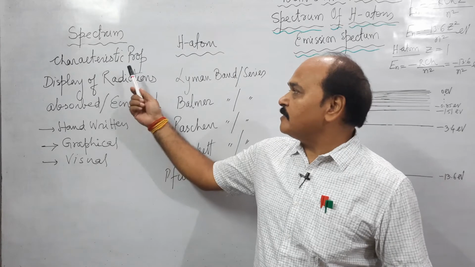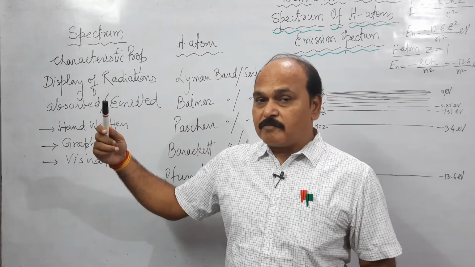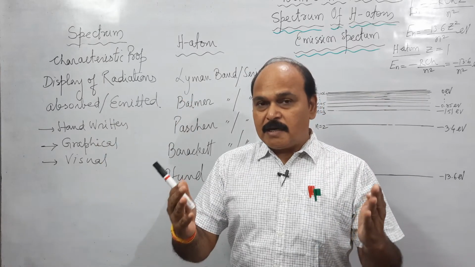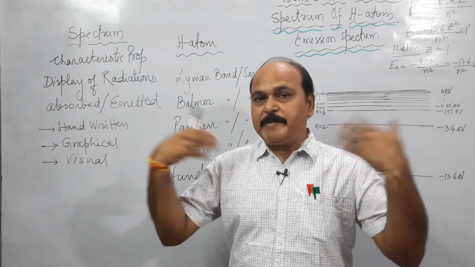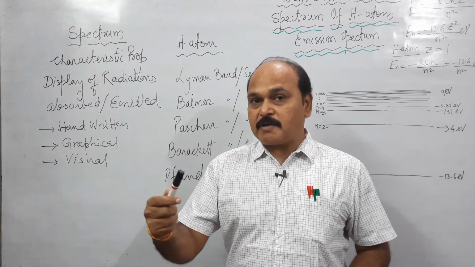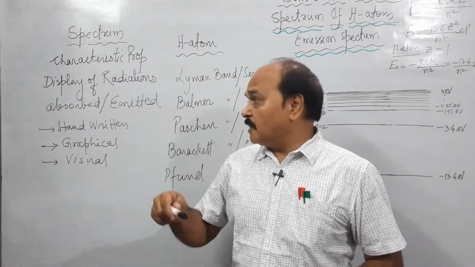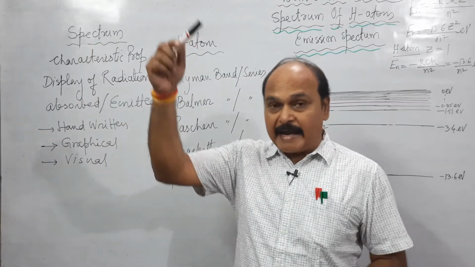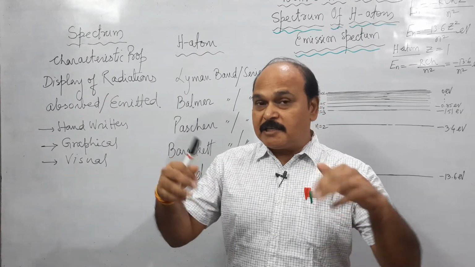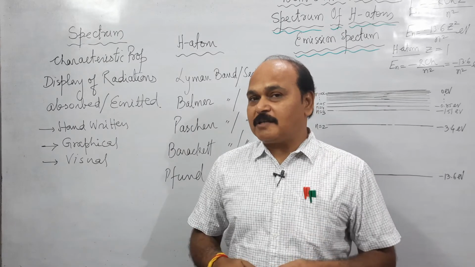Children, spectrum is nothing but display of the set of radiations an atom absorbs or emits out. So the radiations which an atom absorbs or emits out, if they are plotted graphically, or handwritten over a piece of paper, or displayed, the visual display of those radiations is what is called a spectrum.